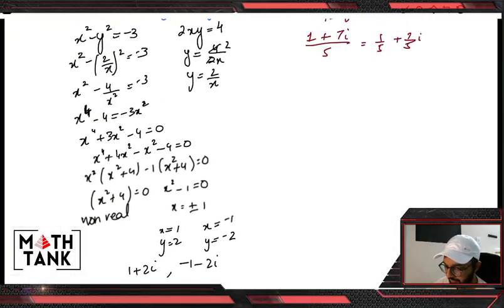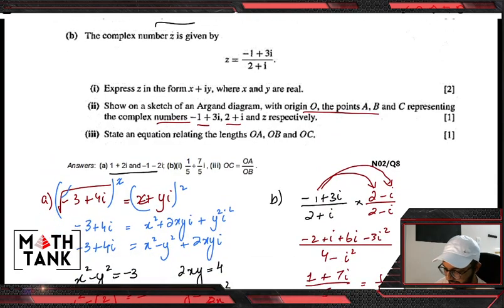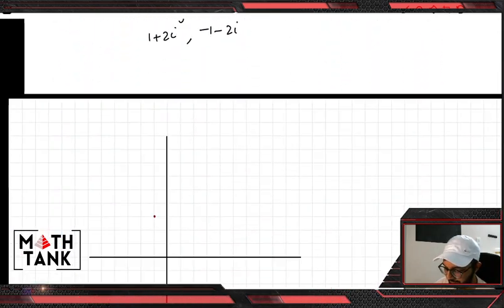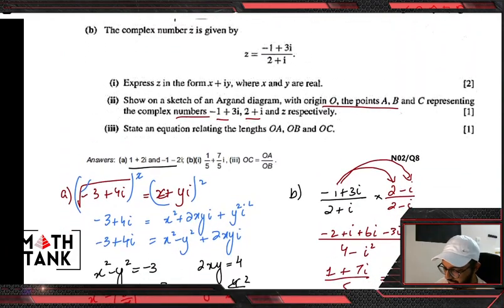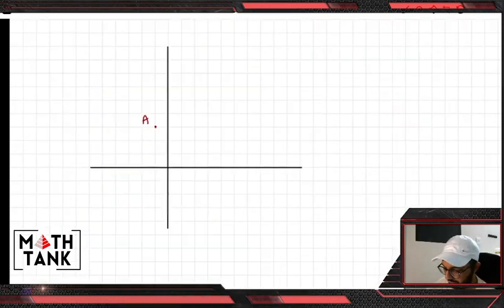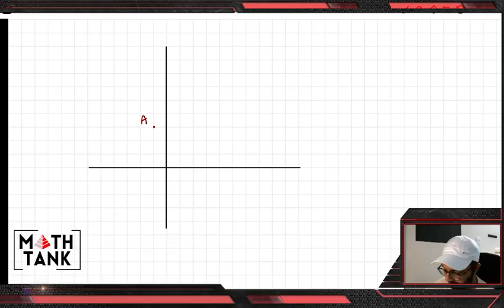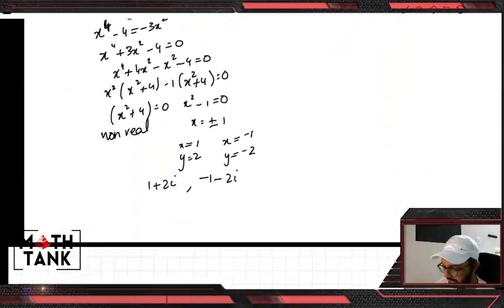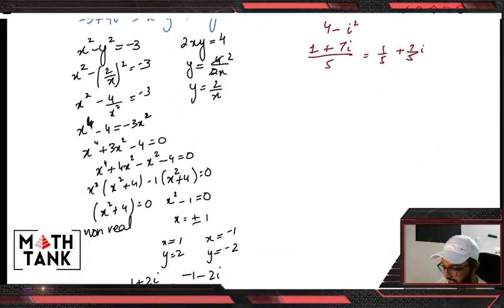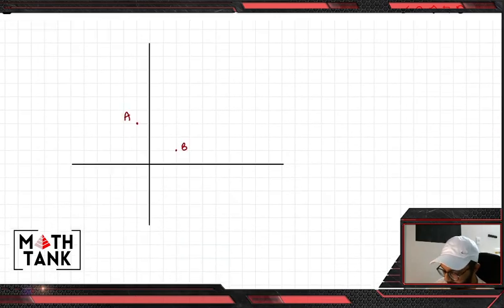So that's A, minus 1 plus 3i. B is 2 plus i, and C is z, so 0.2 and 1.4. That's a challenge.